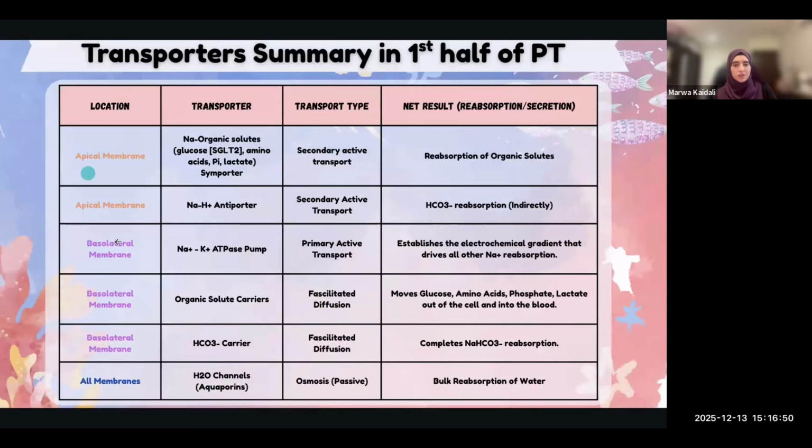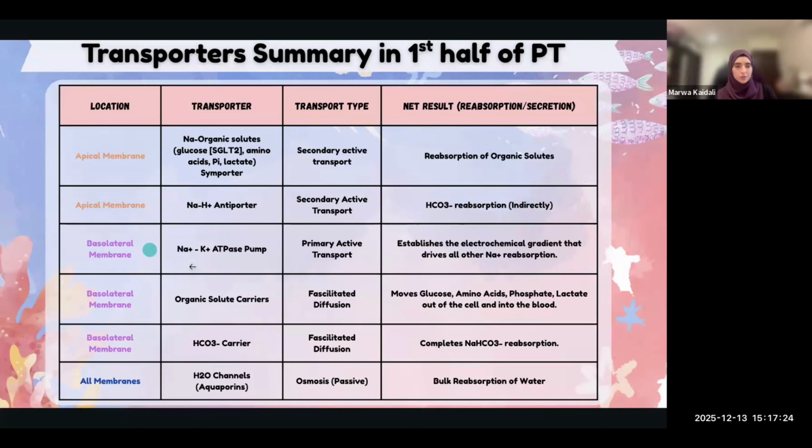So this is just a summary of all the transporters that I talked about. On the apical membrane, we have a sodium organic solute symporter. We have a separate transporter for each organic solute: one for glucose, one for amino acid, phosphate, and lactate. Something that I did not mention earlier is that the transporter for sodium glucose has a specific name. It is called SGLT2, so just remember the name. And then we also have a sodium H plus antiporter on the apical membrane, which will help in the indirect reabsorption of bicarbonate.